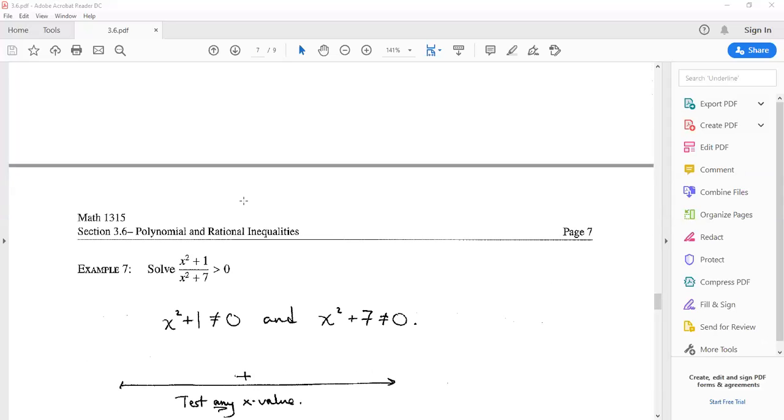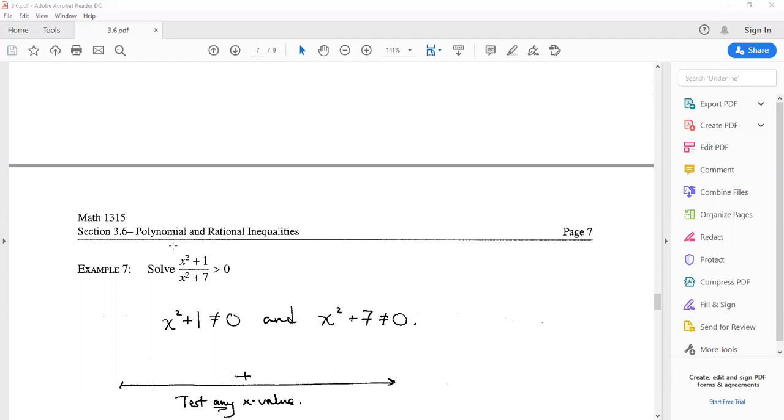Okay, next up is this one. This is particularly fun. I like this one a lot. We have x squared plus 1 divided by x squared plus 7, and we want to know when that is strictly bigger than 0. Well, if we set the numerator equal to 0, we get x squared plus 1 equals 0.